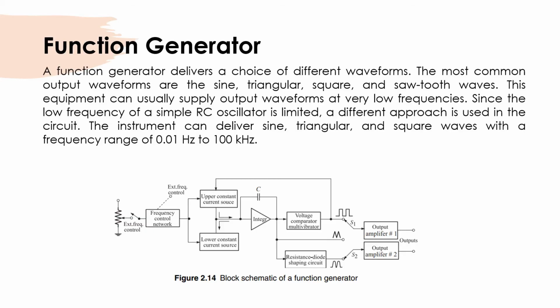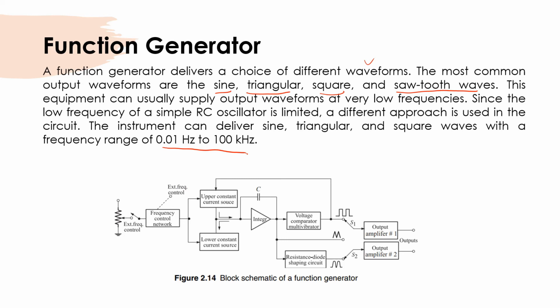And then the last one is the function generator. With the function generator, we can deliver a choice of different waveforms. We can produce a sine wave, triangular wave, square wave, and sawtooth wave. And this equipment can usually supply output waveforms at a very low frequency. So this instrument can deliver sine and triangular waves with a frequency range from 0.01 hertz to 100 kilohertz.